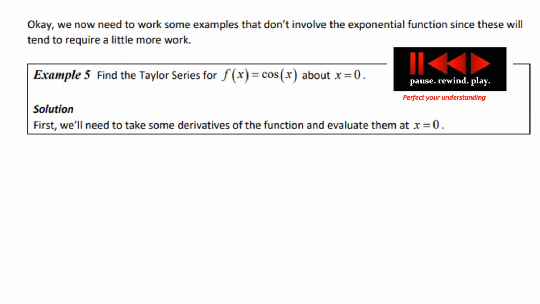All right, let's do something that does not involve the exponential function. Let's find the Taylor series for f of x equal to cosine of x. And by the way, cosine of x is infinitely differentiable because you can take the derivative forever and you never get 0. And we're expanding this about x equals 0. So first we are going to be calculating our coefficients again.